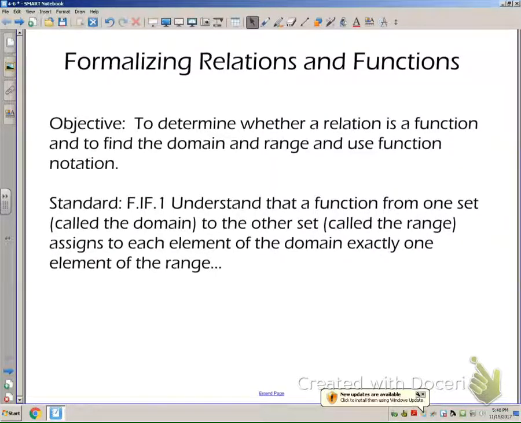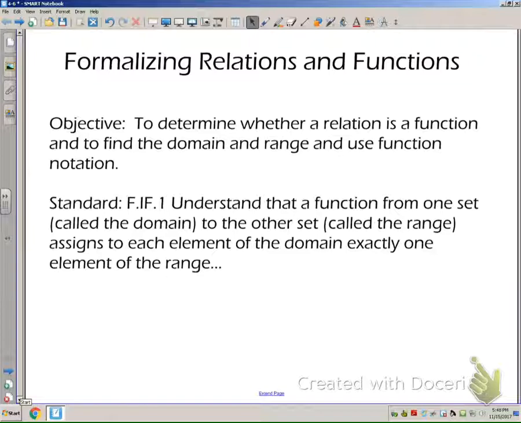The objective for today's lesson is to determine whether the relation is a function and to find the domain and range and use the function notation. So a lot of this we've kind of already hit on as we've been progressing throughout this chapter, but I just want to go into it a little bit more in depth. And this is standard F-IF.1.